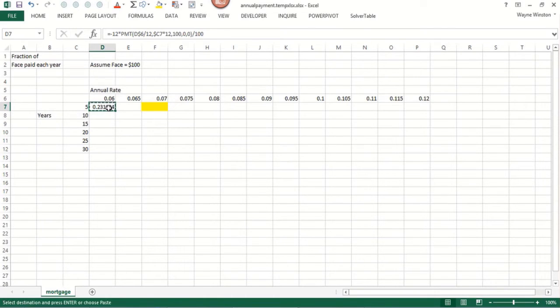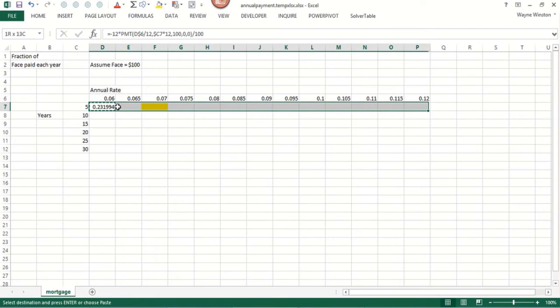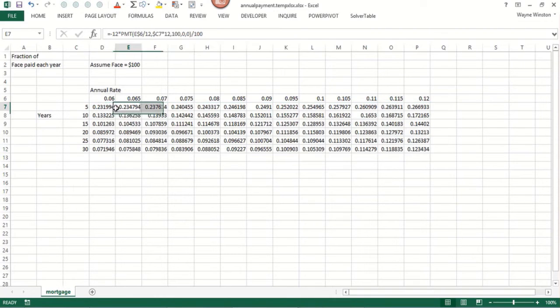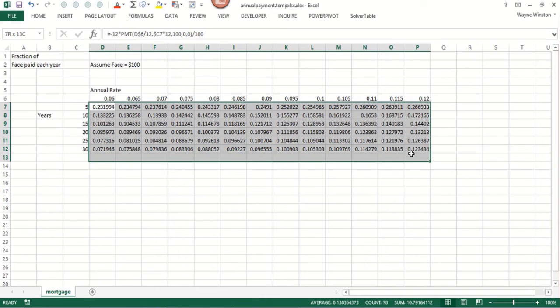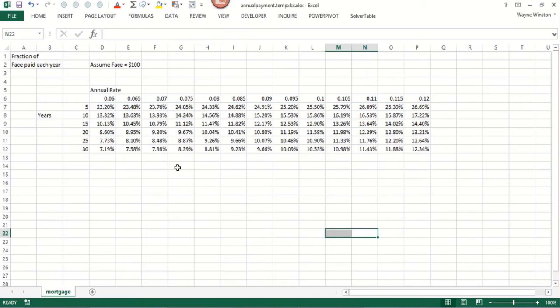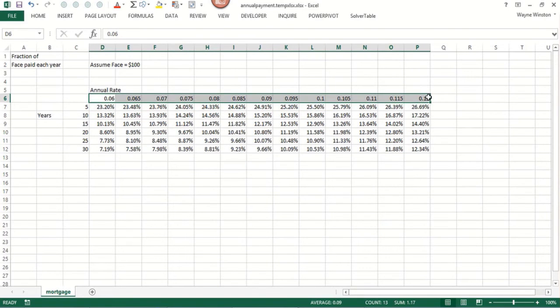Now I can copy this, Control C, and actually you can hit the Enter key once you've selected the region. We've been doing Control V, but the Enter key is okay. And now I should format this as a percentage. Control Shift 1 is an easy way to do that. And what you'll see is as the length of the loan goes up, the fraction of the face value paid each year goes down. And as the annual rate goes up, the fraction of the face value you pay goes up.